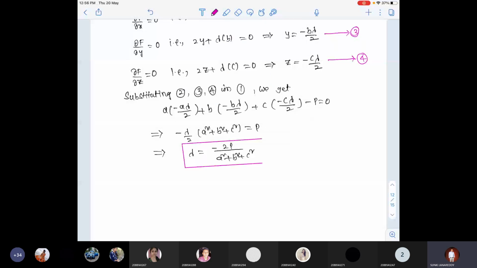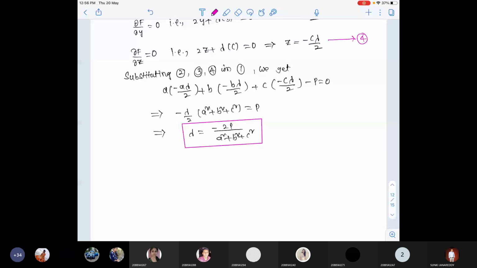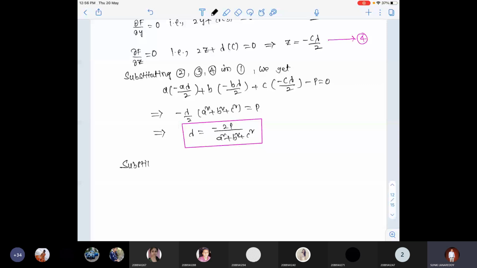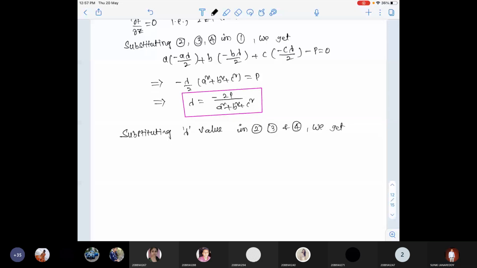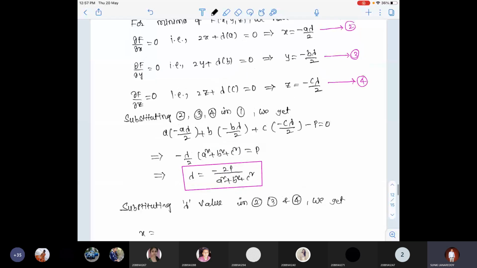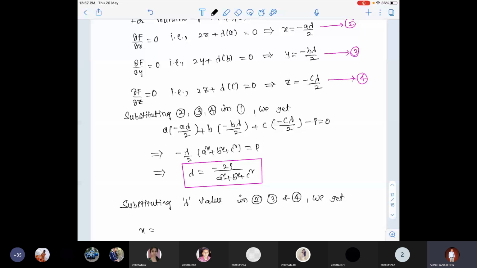After we get the lambda value, we should find the xyz values. Substituting the lambda value in equations 2, 3 and 4, we get x is equal to, here minus minus plus, the 2 gets cancelled.